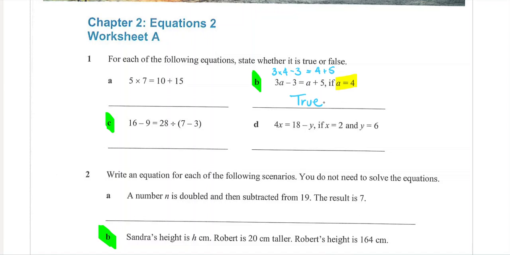Okay, question C. This doesn't have anything to substitute in, so I need to calculate each time. 16 take away 9 is 7, so you can write the answer underneath, okay? And for the other side, you need to do the brackets first, so 7 take away 3 is 4. 28 divided by 4 is also 7, so that one's true as well. I must have picked the two good ones.